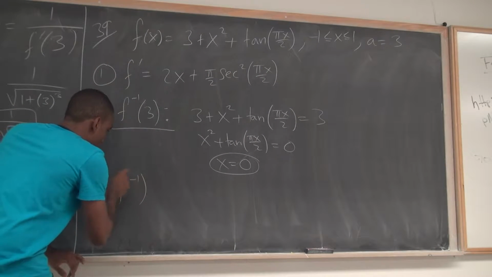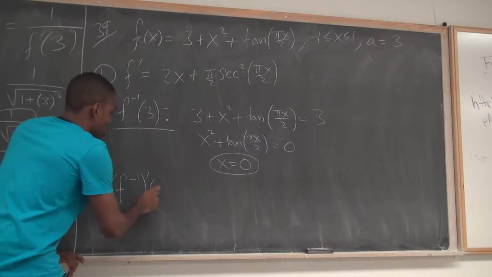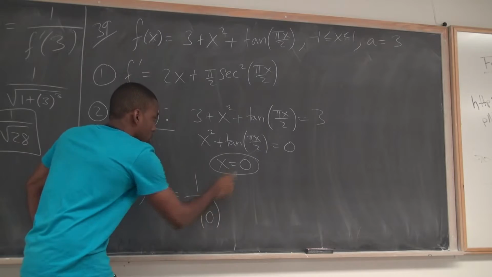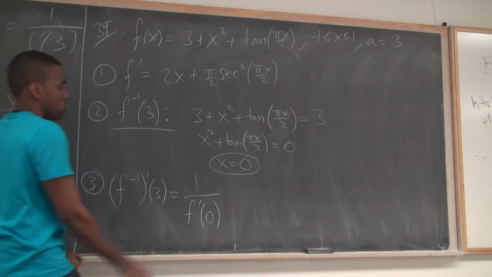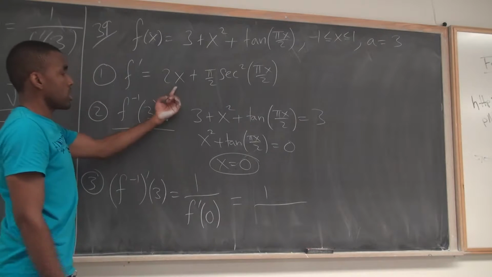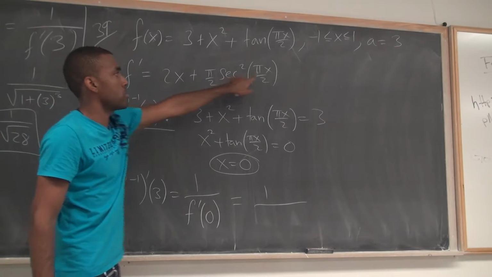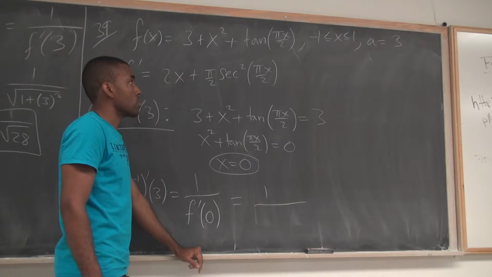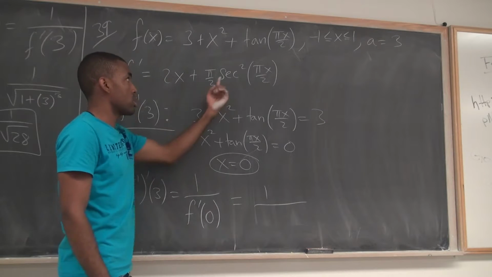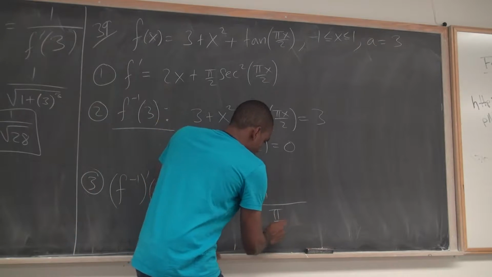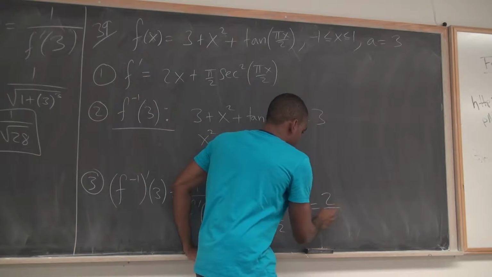So now the derivative at 3 is just 1 over f prime at 0. So that's 1 over, plug in 0 here, that's 0. What's secant of 0? Secant of 0 is 1, so this secant squared is obviously still 1, so that's just pi over 2. So this gives us 2.